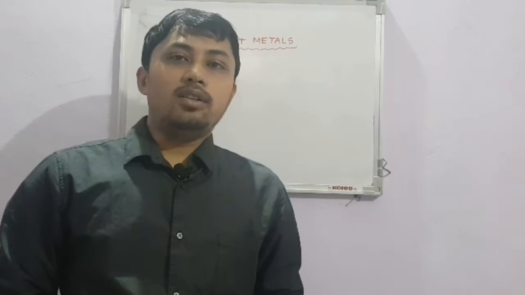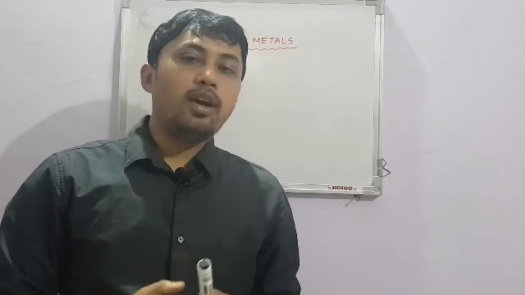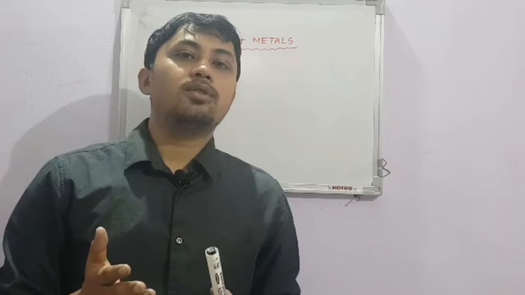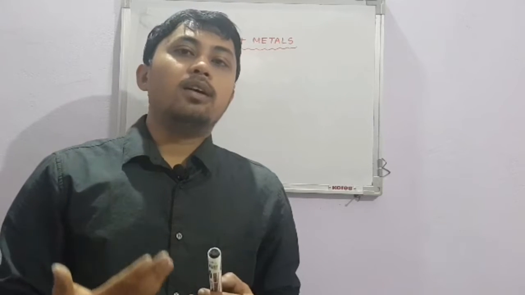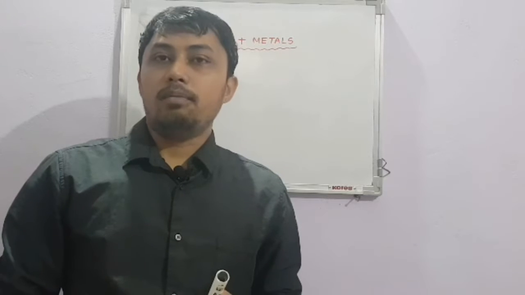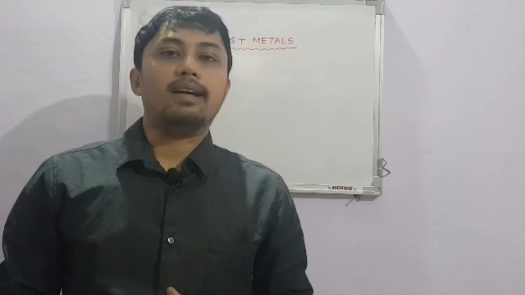Now it's time to learn how acids react with metals. Till now we have learned what acids are, what bases are and what indicators are. Now we will be learning the chemical properties of acids and bases. The first step is how acids react with metals.